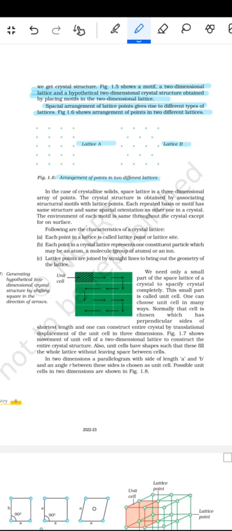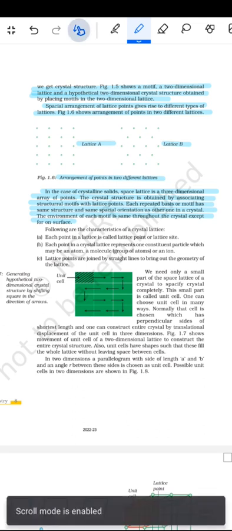तो अरेंजमेंट ऑफ द पॉइंट्स इन टू डिफरेंट लैटिस से दिखाया हुआ है। In the case of a crystalline solid, the space lattice is a three-dimensional array of points. The crystal structure is obtained by associating structural motifs with the lattice points. Each repeated basis or motif has the same structure and the same spatial orientation as the other one in a crystal. The environment of each motif is the same throughout the crystal except on the surface.